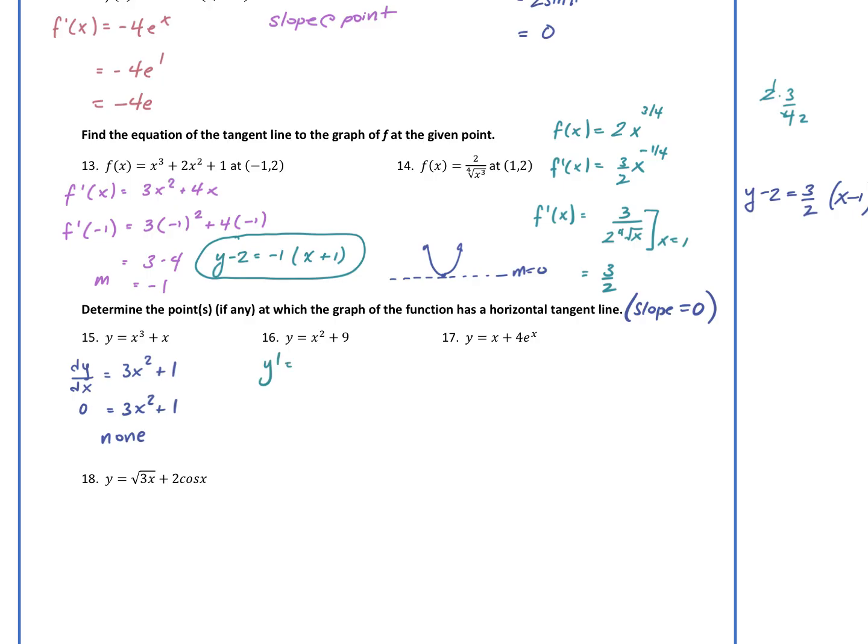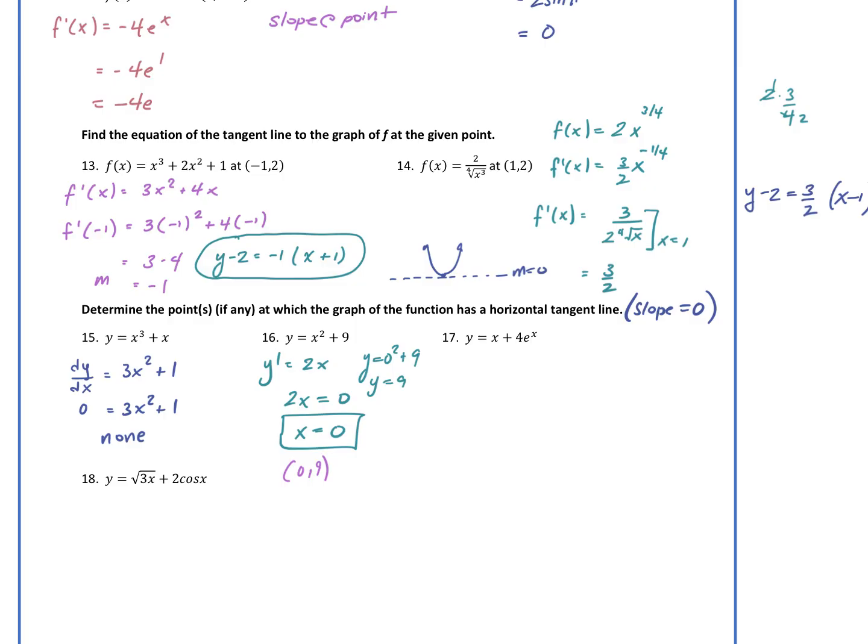Y prime is equal to 2x. We're going to set 2x equal to 0. We get x equal to 0. Now, if x is equal to 0, this means it's happening at x equals 0. I could find the coordinate by plugging it back in. We could say y equals 0 squared plus 9, y equals 9. So this is actually happening at 0, 9 is the point.